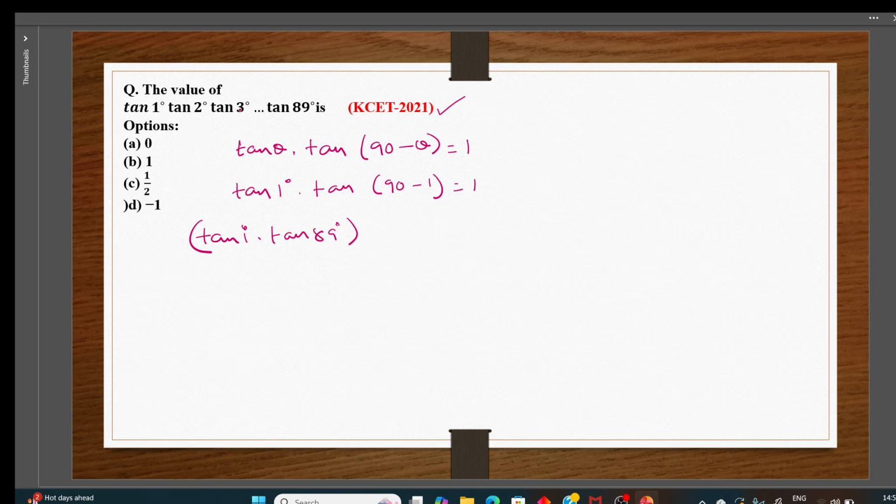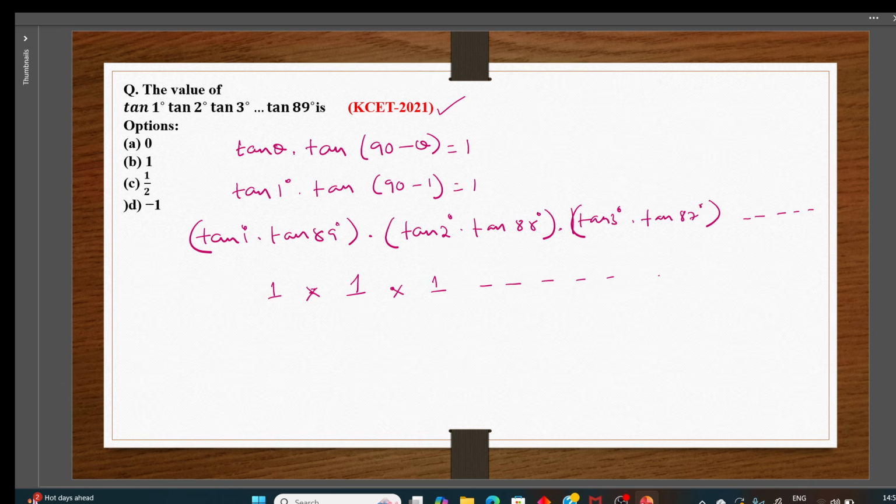All are in product. 89 means 90 minus 1. Next, tan 2 degrees into tan 88 degrees. Same. Tan 3 degrees into tan 87 degrees, and so on. So we get this value 1, this value is 1, this value is 1. All values are in product, and so on. So 1 into 1, 1 into 1, and we get the final answer 1. Clear?